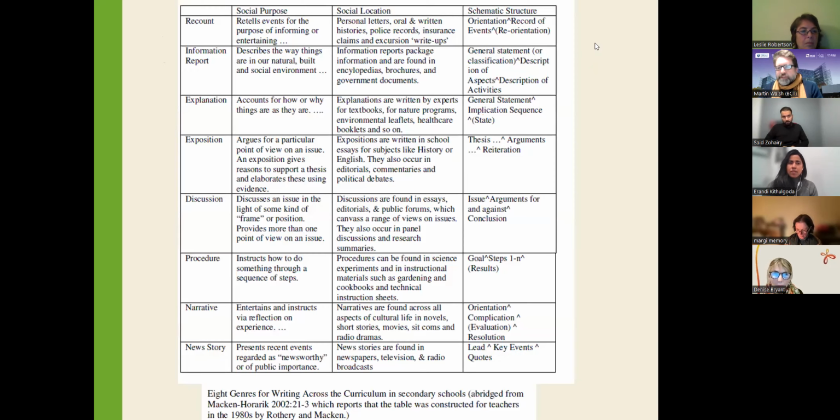These are some names of genres from the Sydney School: recount, information report, explanation, exposition, discussion, procedure, narrative, news story. They're not actually the names of things, what somebody writing something might call it. They're the names of a genre where the texts that are examples or prototypes of that genre have a similar purpose and a similar schematic structure.